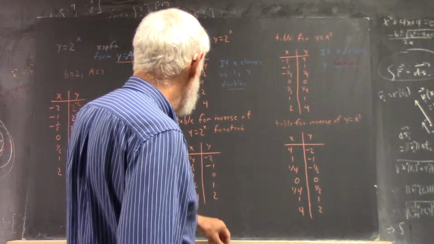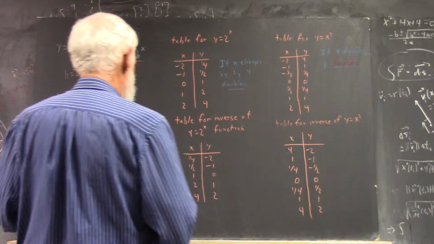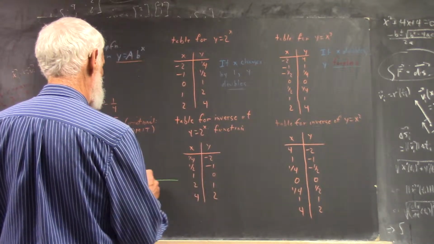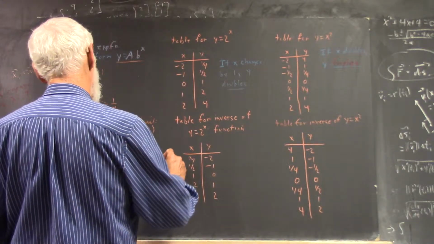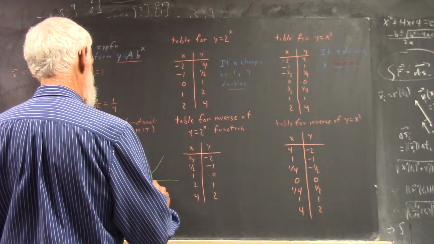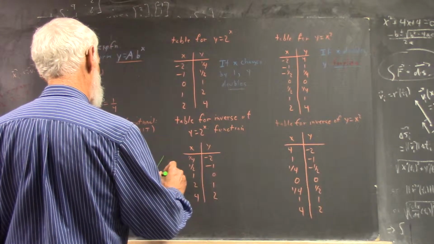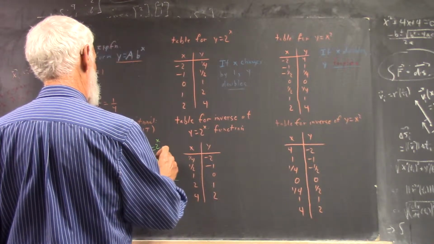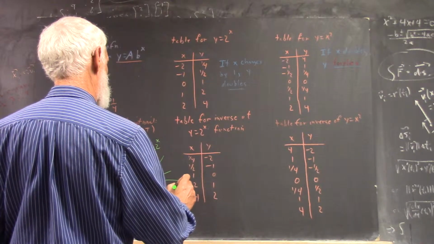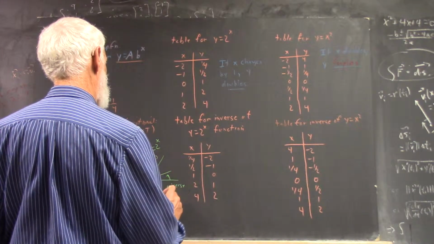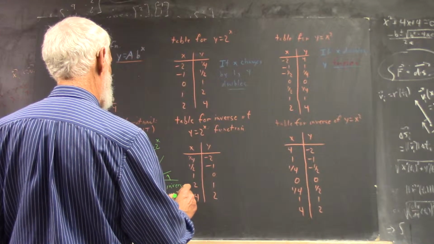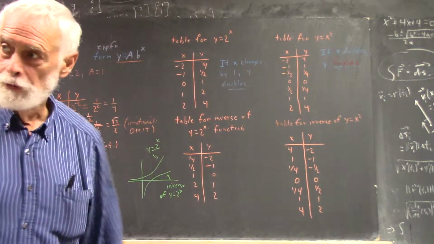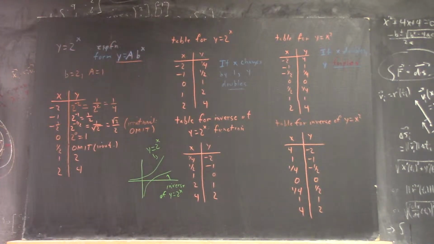Because your graphs look like this. Okay, there's the 2 to the x function. There's the inverse of the 2 to the x function.